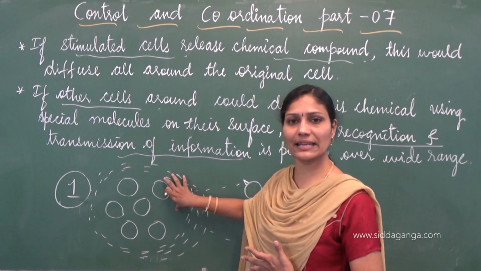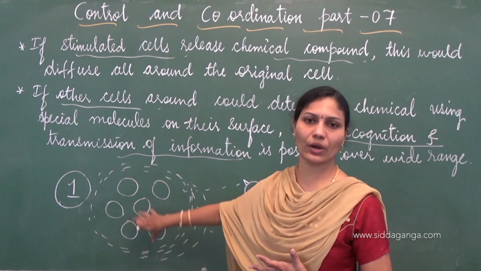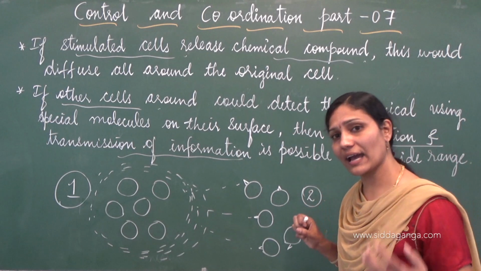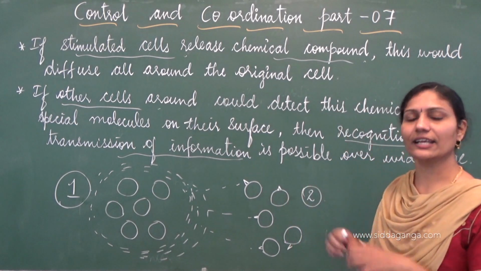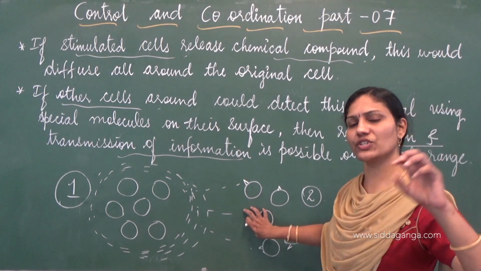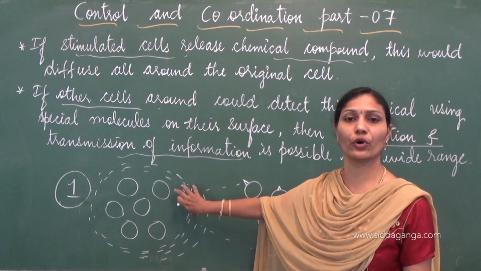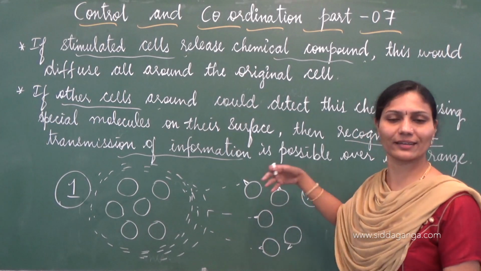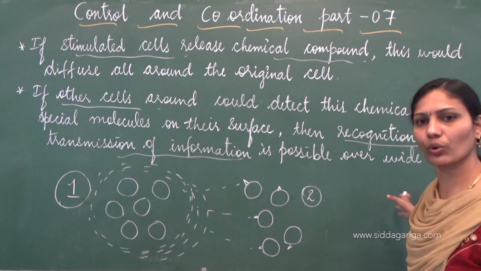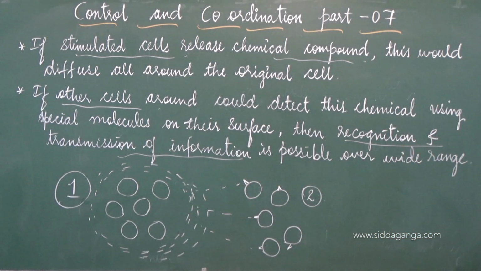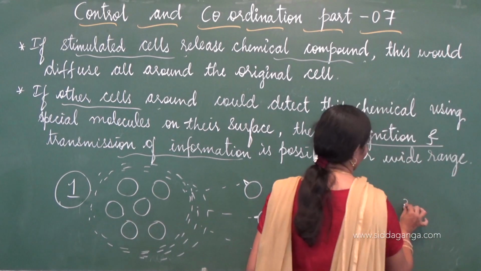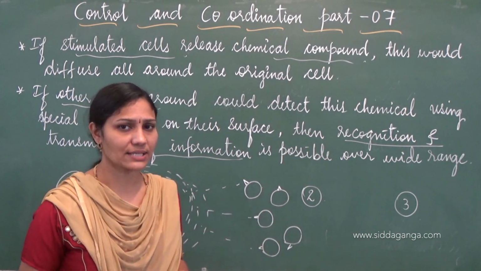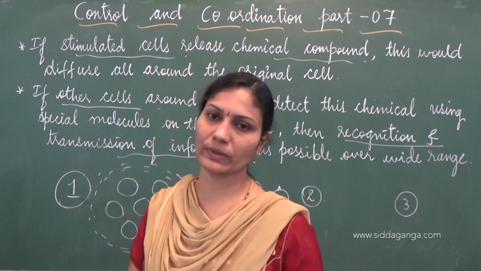The chemical substances released by these stimulated cells diffuse all around the original cells. And there is another type of cell which, with the help of certain special molecules on their surfaces, is capable of detecting and recognizing the information sent in the form of chemicals, in the form of hormones. So these chemicals are sensed or recognized by another type of cells. They not only recognize, but they also transmit this information further. And imagine the target organ is somewhere here, the third type of cells, the target cells or target organs. Target organs are the ones where the activity is to be seen, where the response is to be seen.